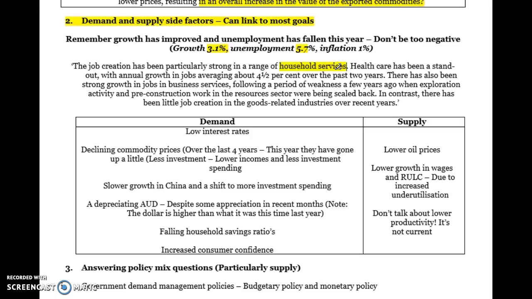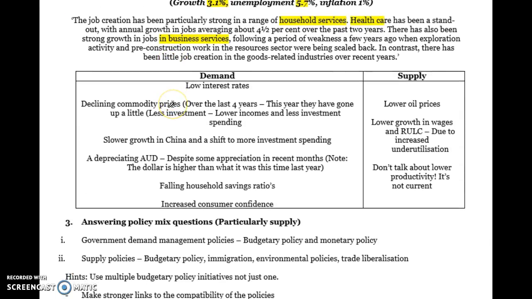So basically there's been a lot of demand, particularly for healthcare, mainly because of the ageing population. That's one of the key industries where they're generating a lot of extra demand. There's also been strong growth in business services, so accounting and things like that, which is also helping to boost growth in the economy.